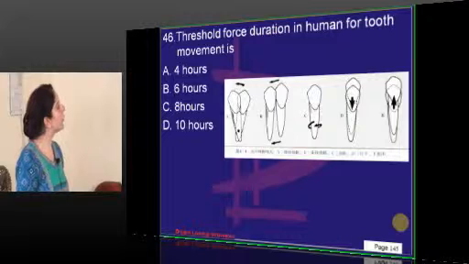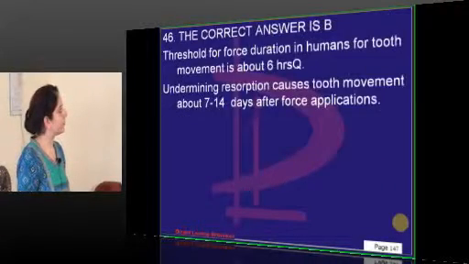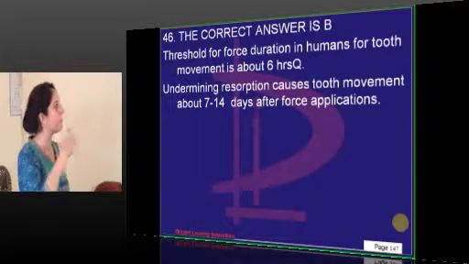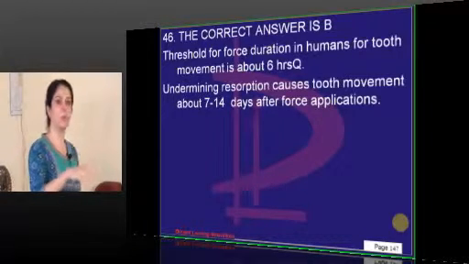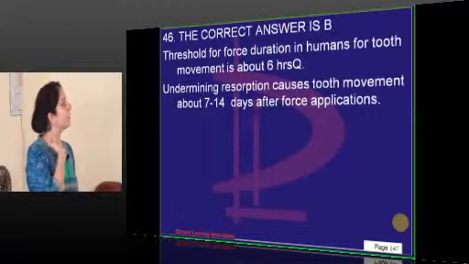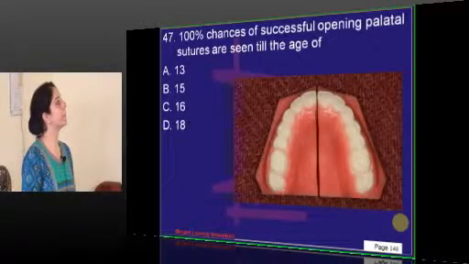Threshold force duration in humans for tooth movement is 6 hours. Because usually this is the minimum amount of time that is required for the force to be applied on the tooth and finally the tooth to start moving. Again, undermining resorption causes tooth movement in about 7 to 14 days after the force is applied.